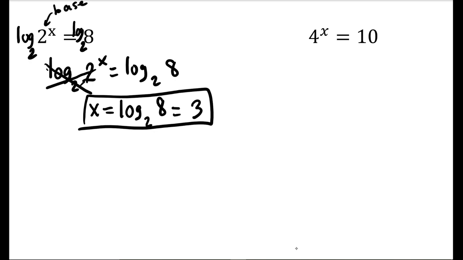Now let's do the next one. So we have 4 to the x equals 10. Again, we have an exponentiation operation. The only way to getting rid of exponentiation is to do the logarithm. Now we know that the base is 4, so we're going to do the log base 4 on both sides. So log base 4 of 10 as well.